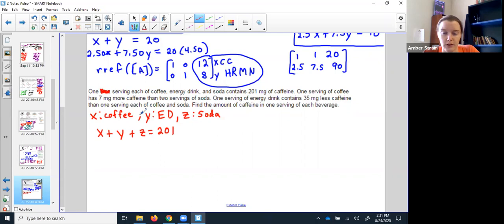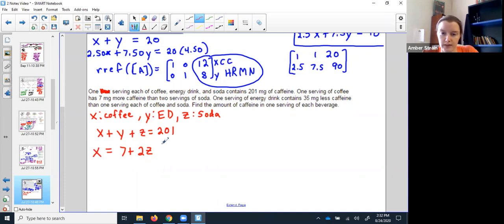Okay, here's my next bit of information. 1 serving of coffee has 7 milligrams more caffeine than 2 servings of soda. Don't panic, we got this. 1 serving of coffee was X, equals 7 more than 2 sodas. So if a soda had 1 milligram, then the coffee would have 9. Okay, 7 more than 2 of these.